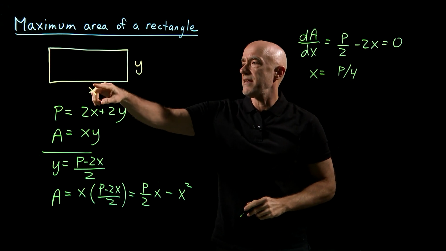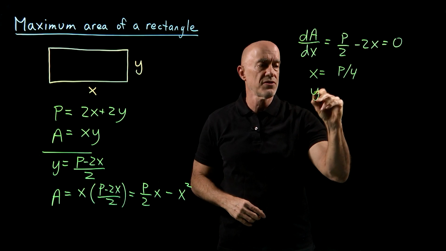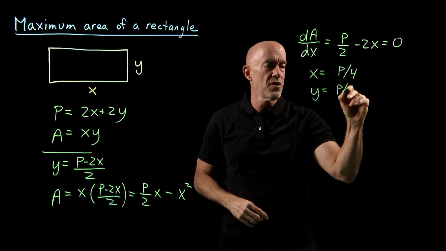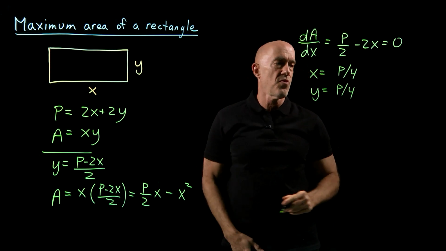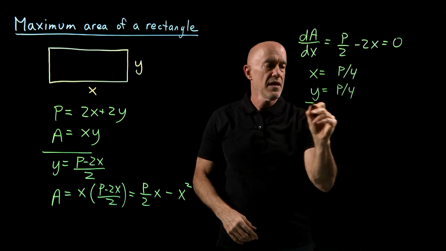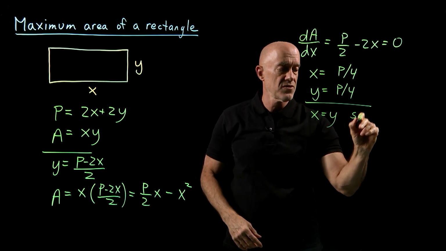So one side is a quarter of the perimeter. So that means the other side also has to be a quarter of the perimeter, so that 2x plus 2y is equal to p. And what that means then is x equals y, which is a square.